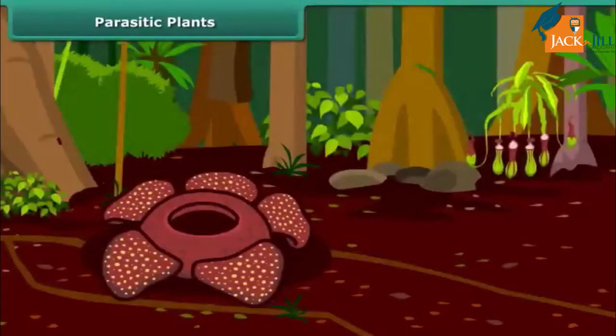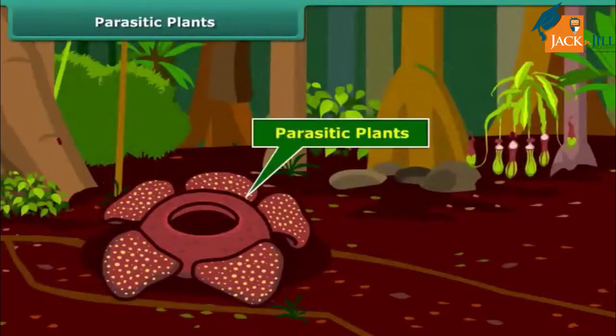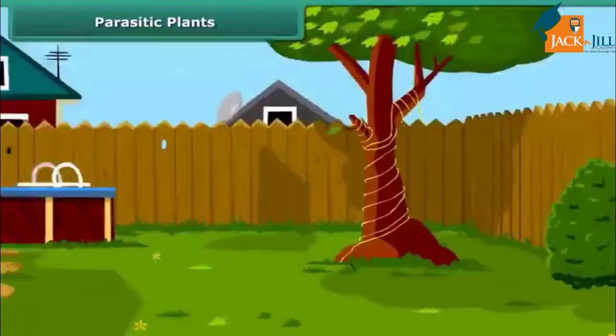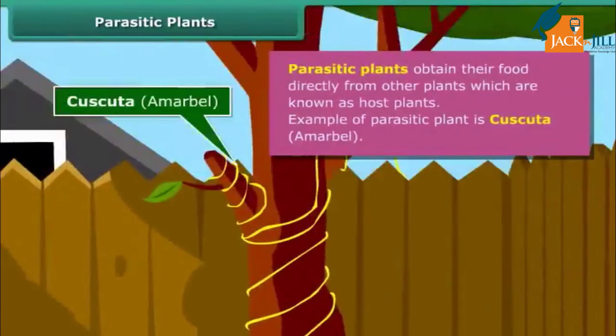The plants which obtain their food directly from other plants are known as parasitic plants, and those plants from which they obtain food are known as host. You might have seen Kaskata, Amarbale, nearby you, which is an example of a parasitic plant. It coils around the stem and branches as a yellow, tubular structure.